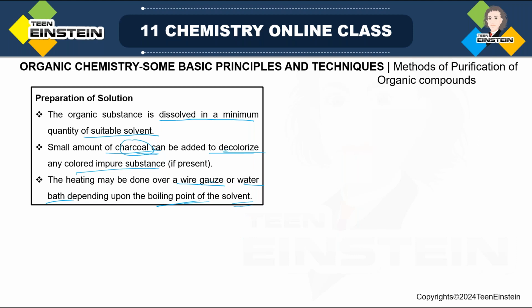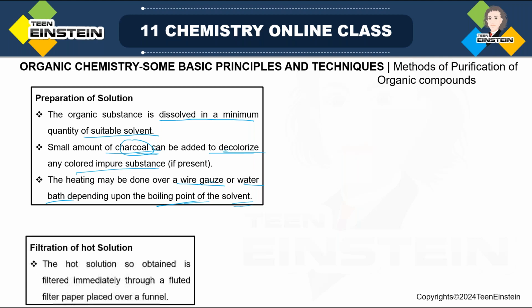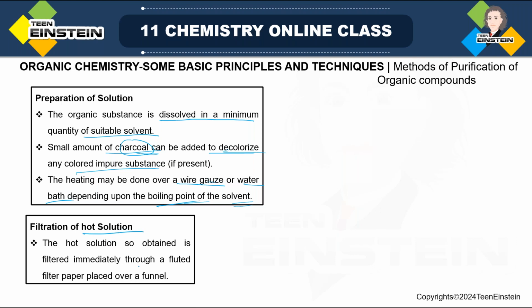Now charcoal is solid and you have to filter it. Before cooling, first of all, when you have added charcoal, you have to filter it. It is only for that case where you have added charcoal. So filtration of the hot solution you have to do. You have added charcoal, you have heated it, and then you have to filter to remove this charcoal carbon. The hot solution so obtained is filtered immediately through a fluted filter paper placed over a funnel.